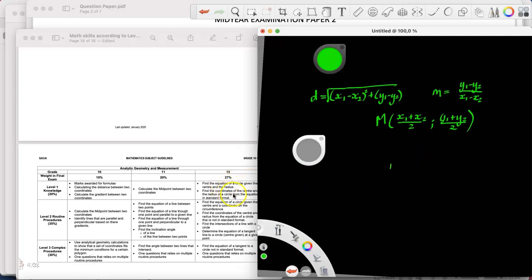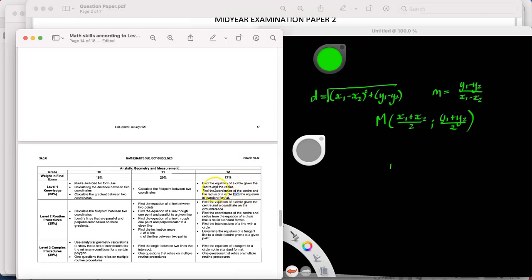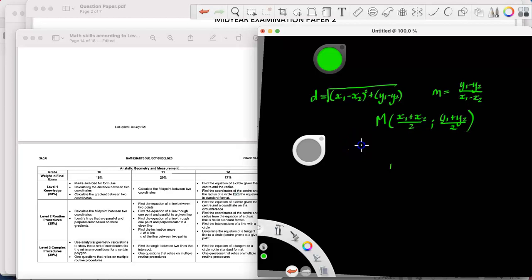In grade 12, what is level 1? Finding the equation of a circle given the center and the radius. In other words, they give you the center, let's say the center is (p; q), and they give you the radius r. Now they ask you to find the equation of a circle on the Cartesian plane, and that you should know off by heart. Level 1 means that you know it off by heart. You don't need to think about it.